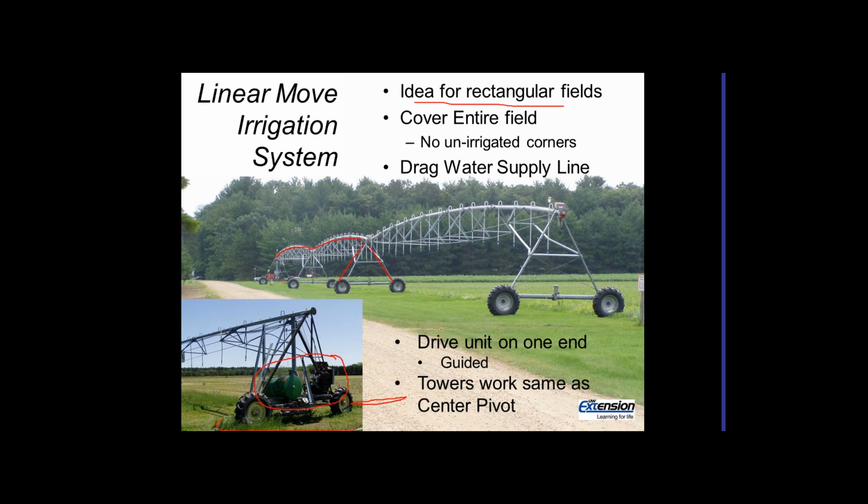Otherwise, this works the same as the regular system. So this first tower is the driven, so this is the driven end on the big picture up here. And as it goes down the field, there's limit switches, and the rest of these towers just try to keep up with the driven part of the system.